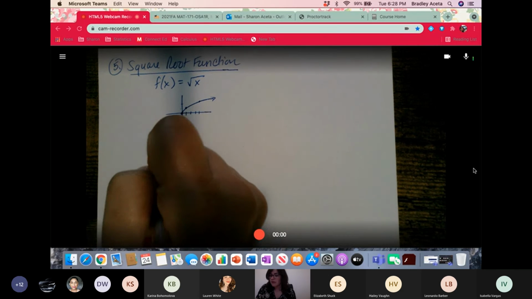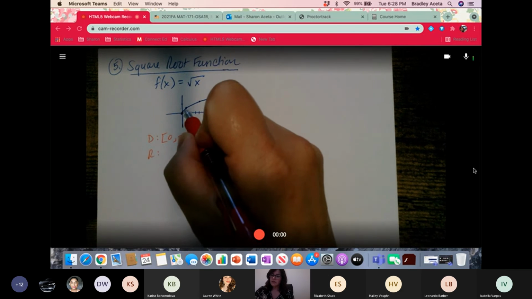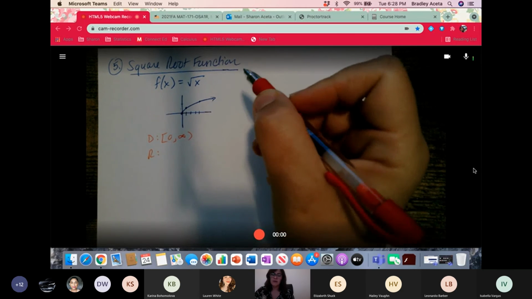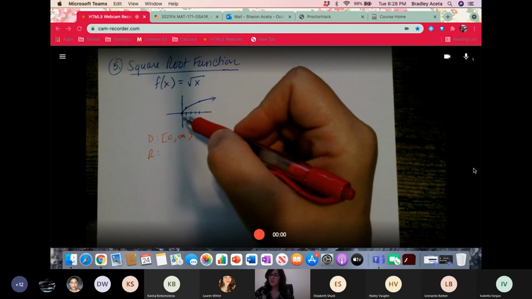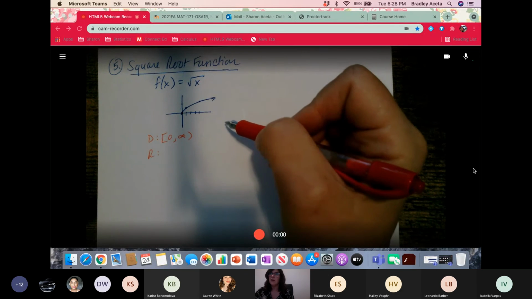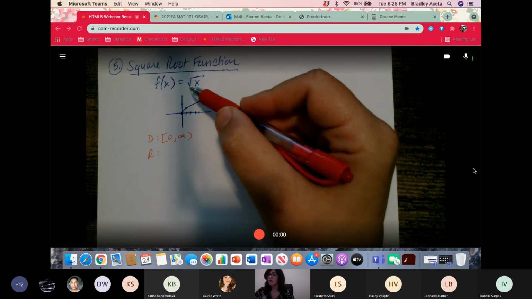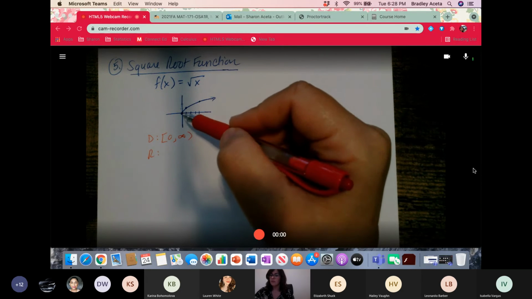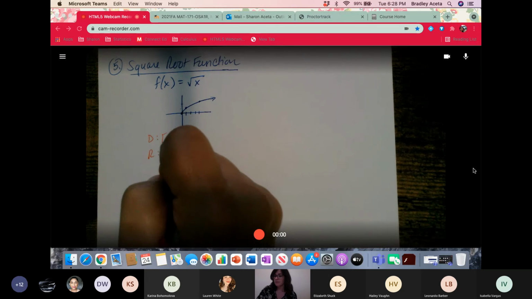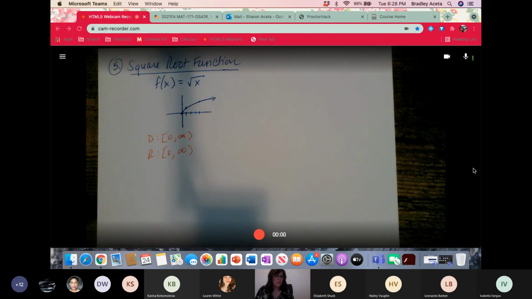My range, how tall is this thing getting? And again, even though it looks like it's curving here and you're like, oh, it's going to stop right about 2 point something. No, it doesn't. It doesn't stop because again, if you put in 100, you would have 10. If you put in, you know, 1,000,000, you would have a very large y value. So your range would be from 0 on up. It would be the same.